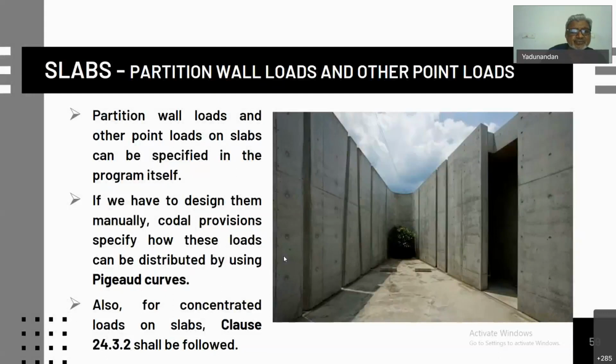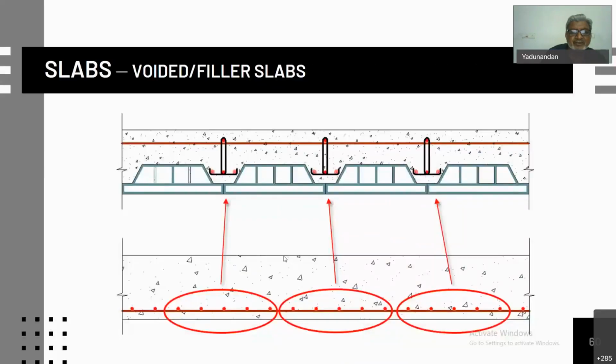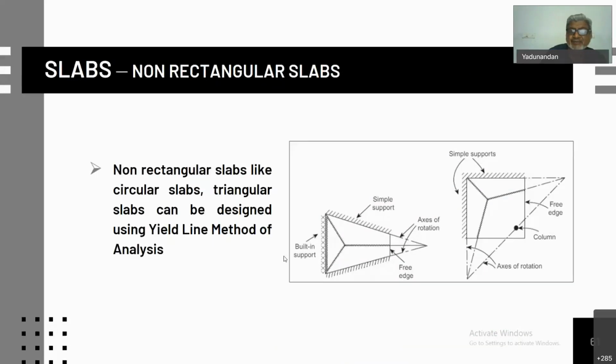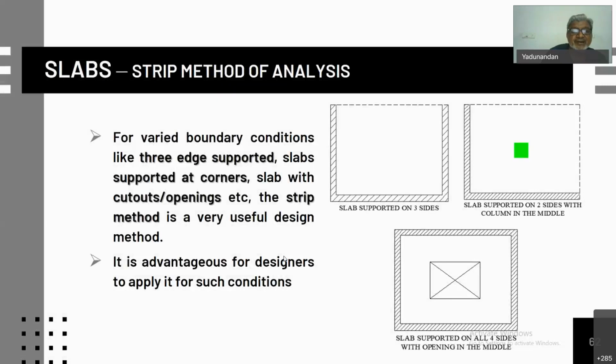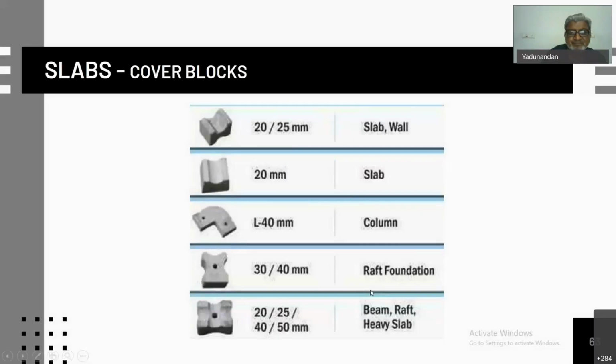You can have many point loads acting on the structure, and you may have non-rectangular spans like this also. For all these conditions, you can use the yield line method for the analysis, and use the yield line method to calculate for different boundary conditions like a trapezoidal slab or a triangular slab, or a corner slab like that. And for varied boundary conditions like three edges supported, or supports with two edges and a corner column, or a slab with a cutout or an opening, its advantage is for the designer to use the strip method and design that. It is a very nice method of detailing and taking care of conditions.